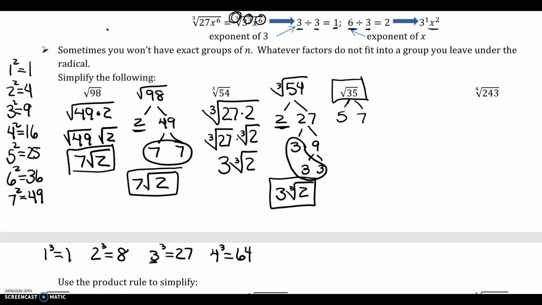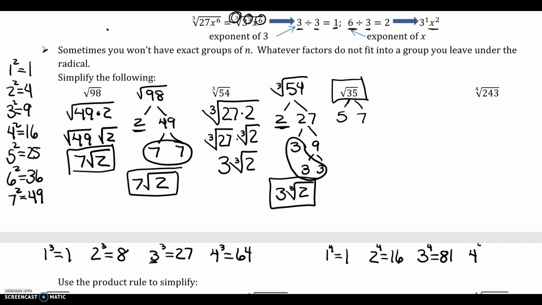So how about the 4th root of 243? So how about powers of 4? Let's look at powers of 4. 1 to the 4th is 1. 2 to the 4th is 16. 3 to the 4th is 81. 81 goes into 243 3 times.